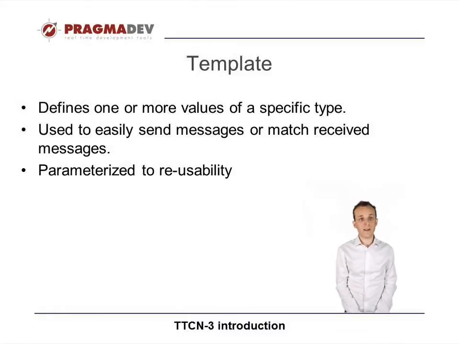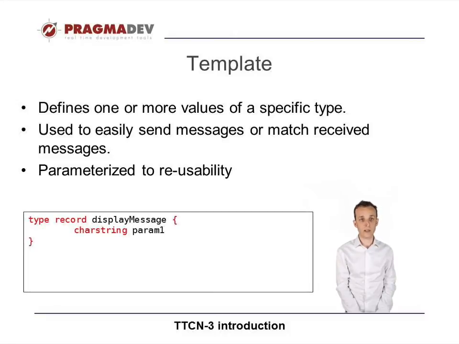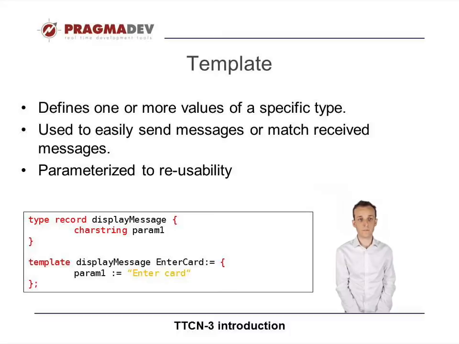A template defines one or more values of a specific type. Templates are used to easily send messages or to check the value of received messages. In this example, a new record type named displayMessage is declared with a char string as field. Then, a template based on this new type is declared with its field set as EnterCard. This template can now be used to easily send the message displayMessage with its parameter at EnterCard, but can also be used to check a message reception and the value of its parameter.